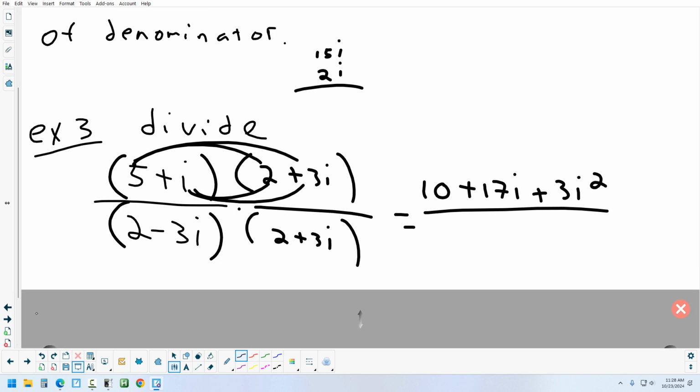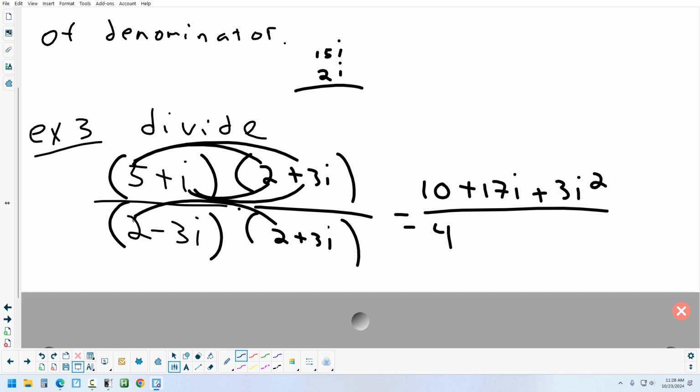Okay, the bottom. Watch what's going to happen here. 2 times 2 is going to give me what? 4. Now, what's 2 times 3i? 6i. What's 2 times negative 3i? Negative 6i. When you're multiplying conjugates, as long as they're set up in standard form, like that, the outer and the inner always cancel. So you don't even have to do them.